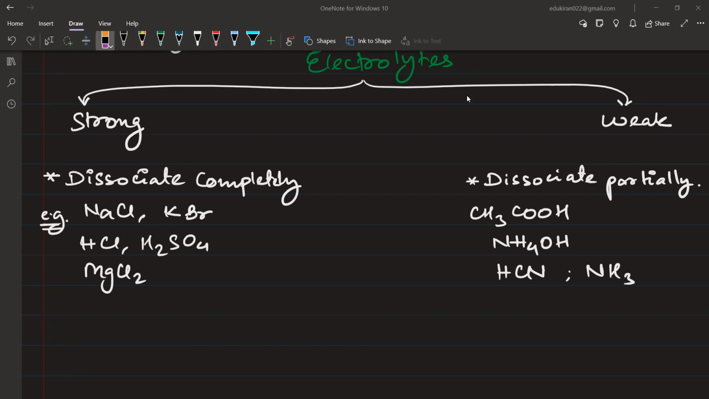Now, if you look at this complete scenario here, you have NaCl, KBr, HCl, H2SO4, MgCl2, CH3COOH, NH4OH, HCN, and NH3. Now, all of these electrolytes are either acids, or bases, or salts, right? NaCl is a salt, HCl is an acid, H2SO4 is an acid, MgCl2 is a salt, CH3COOH is an acid, these are bases. It is either an acid or a base or a salt.